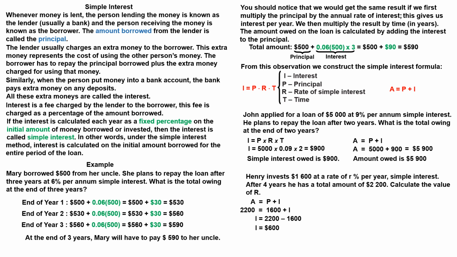Now write the simple interest formula. Substitute the interest by 600, principal by 1,600, time by 4, and find the rate.